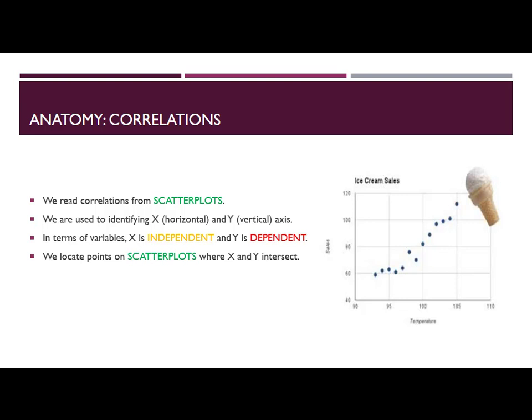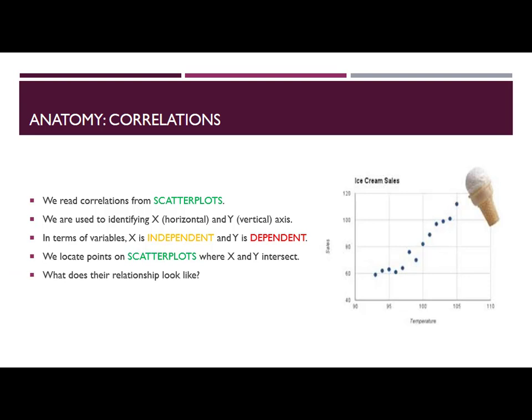We locate these on scatter plots where x and y intersect. So each one of those little dots we see on the scatter plot represents a temperature and a corresponding ice cream sale for that temperature. And again, as I noted earlier, as the temperature is rising, so do the ice cream sales, according to this chart. Take a look at what this relationship looks like.